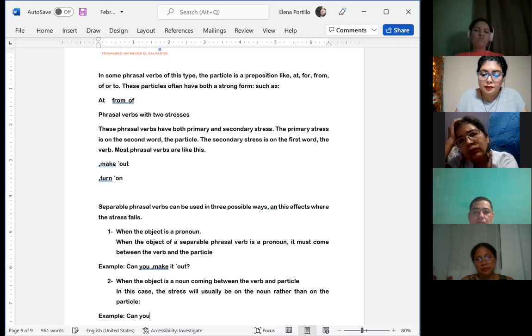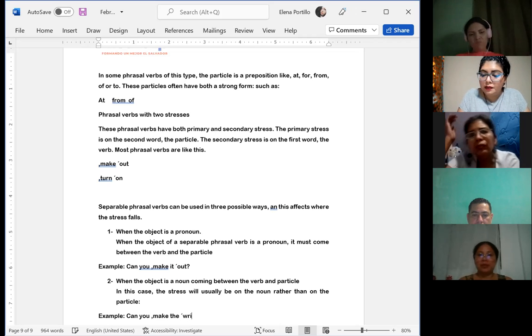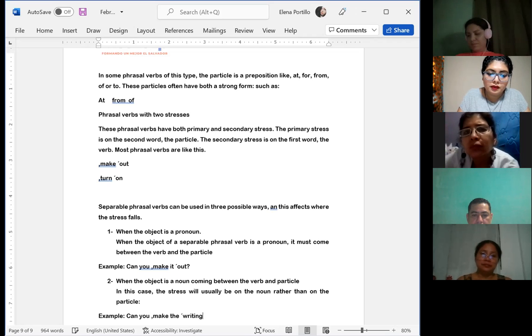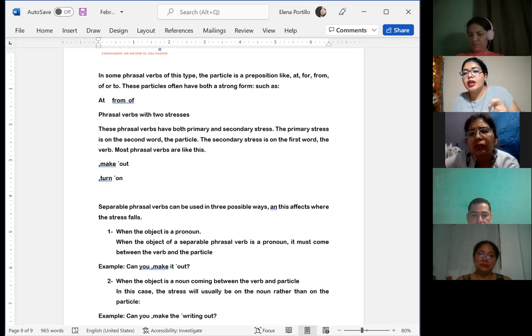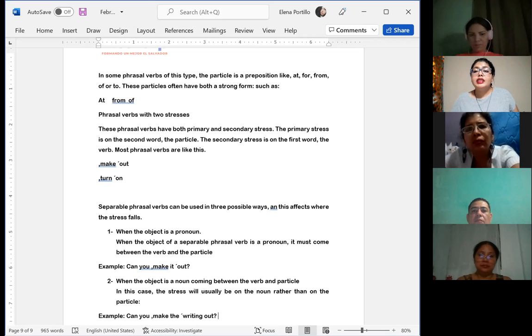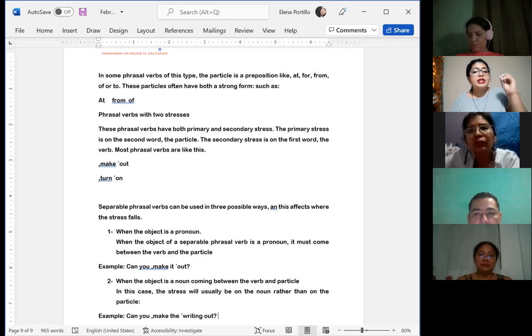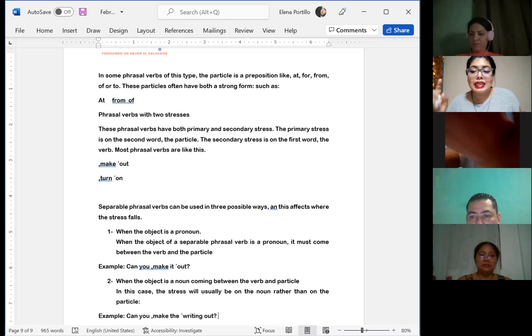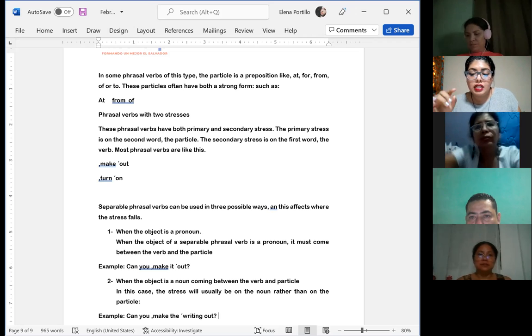Can you make the... here we have the stress, the writing out, and the particle ends with no stress. So the stress changes position with the noun that is between the verb and the particle.